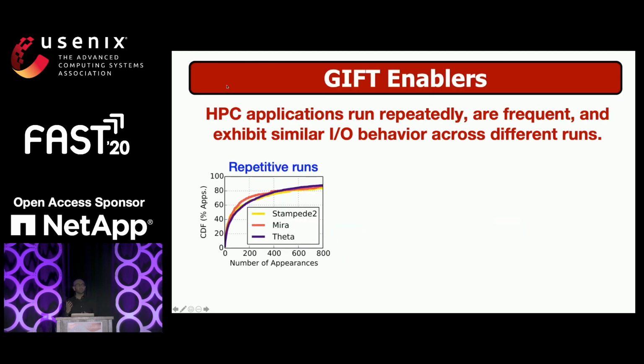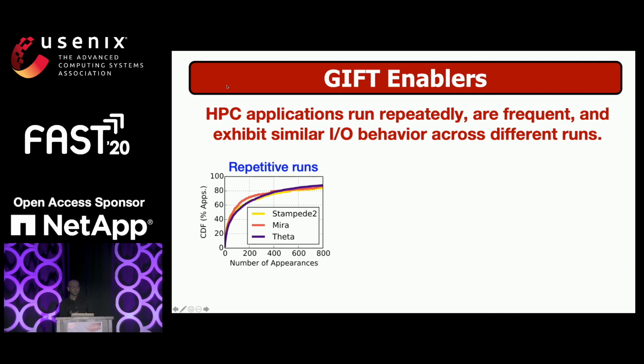HPC applications are infamous for their monotonic behavior. They appear again and again, they appear frequently, and they exhibit similar I/O behavior across the different runs. And this monotonic behavior is important if we want to do this coupon-based throttling and reward, because we want the application to come back if we want to be able to reward it at a later point. Otherwise, if it doesn't come back, then we were simply unfair to it, because we throttled it, and then we were never able to give it back anything.